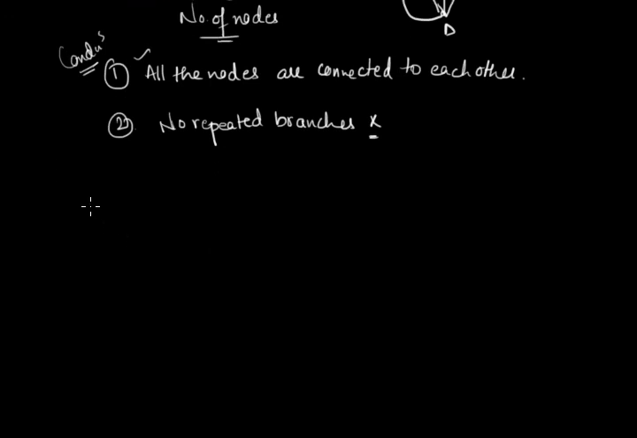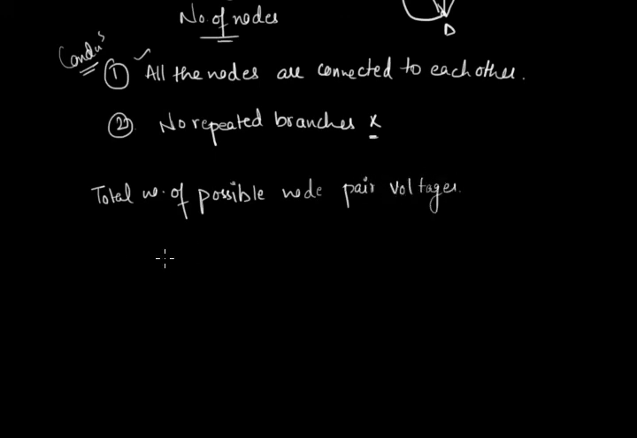Moving further, the question can come like this: the total number of possible node pair voltages. Very simple. To form a potential difference there should be two points, so the voltage can be present between two nodes. It comes out to a simple permutation combination problem, nC2, or n into n minus 1 by 2.